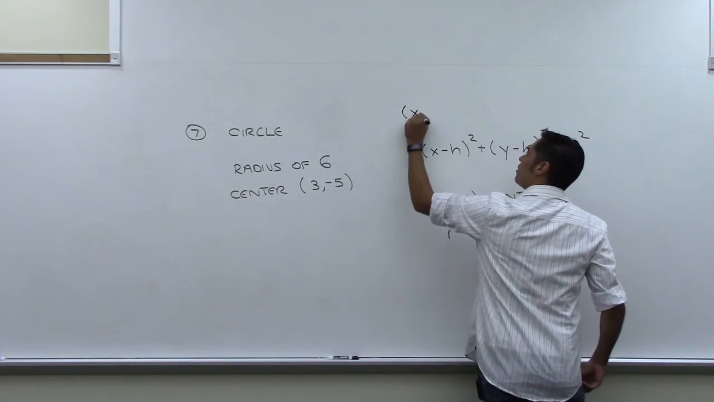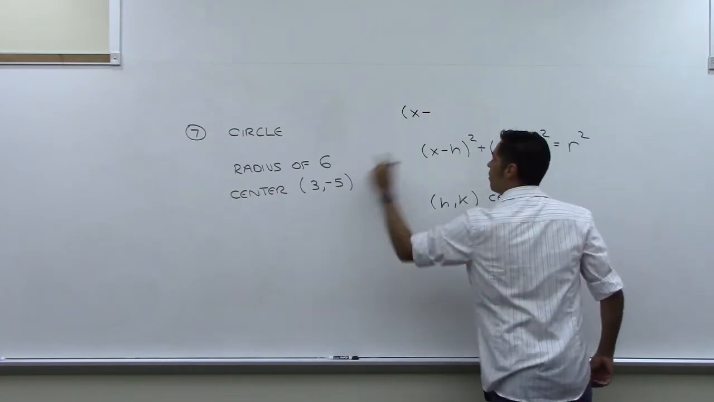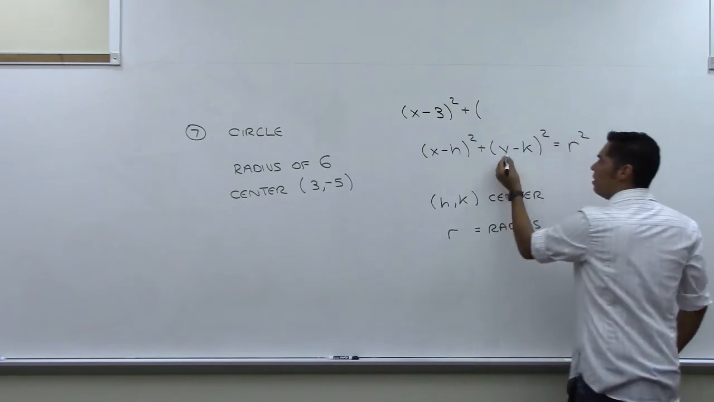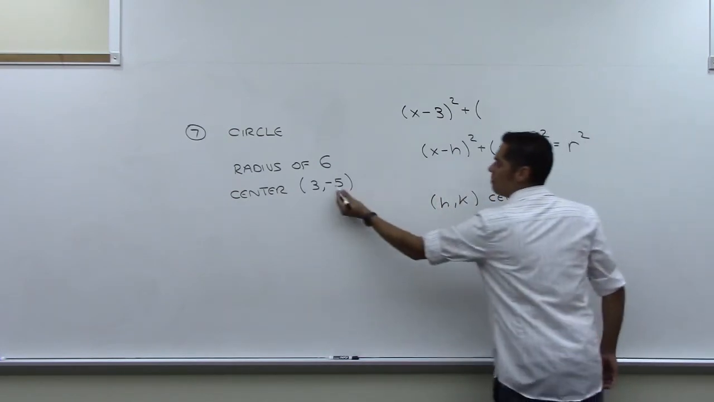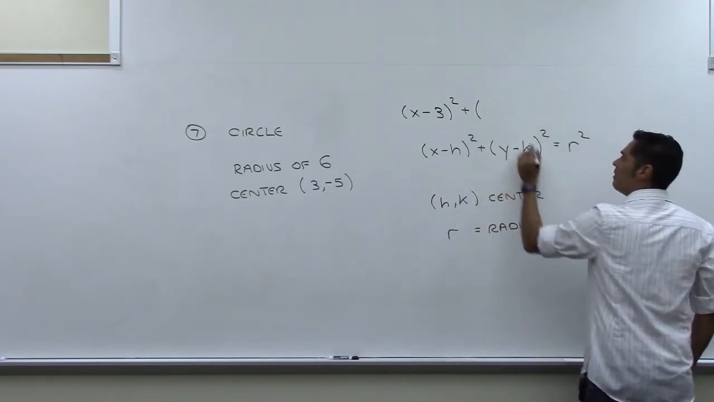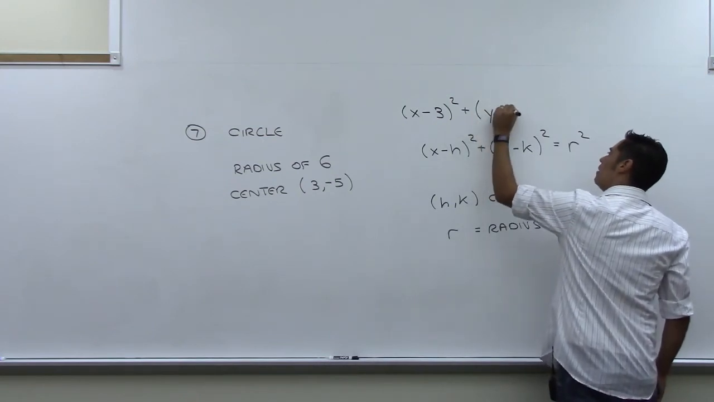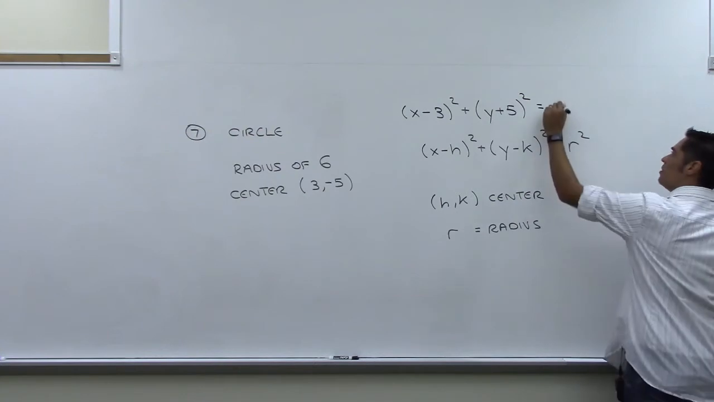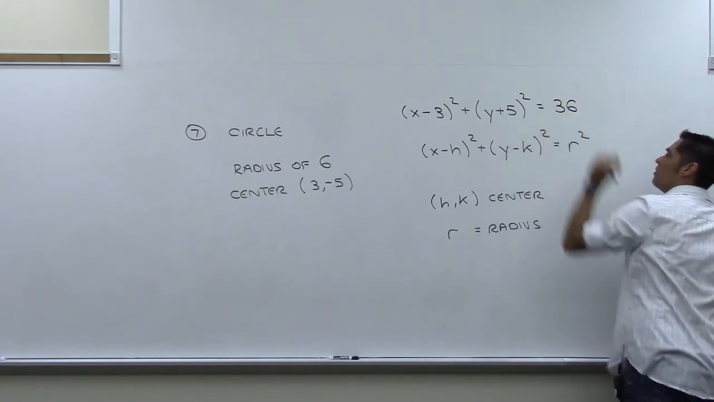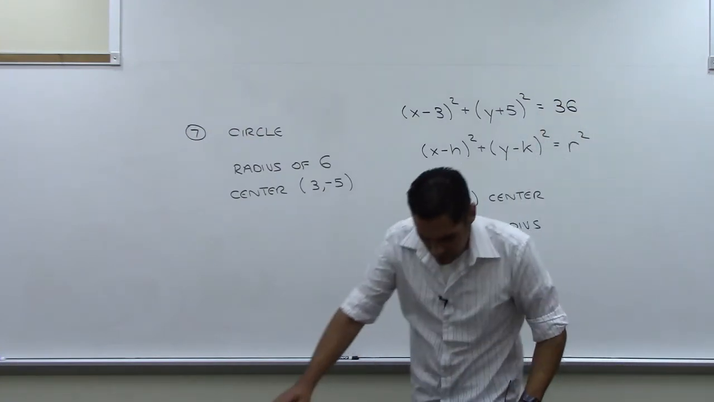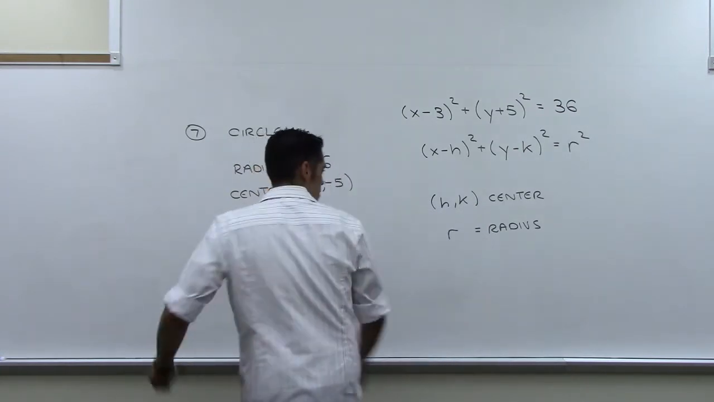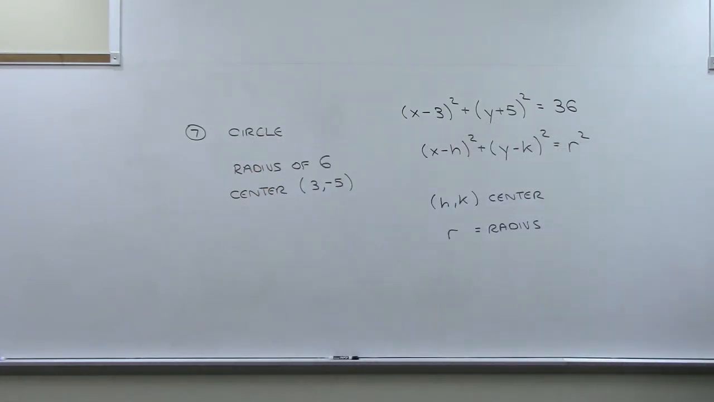We're going to have X minus 3 squared plus, now be a little careful here, Y minus -5, right, because it's -5. Y minus -5 is actually Y plus 5, quantity squared, and then equals the radius 6 squared, which is 36. So that looks like that is choice D. And that's it.